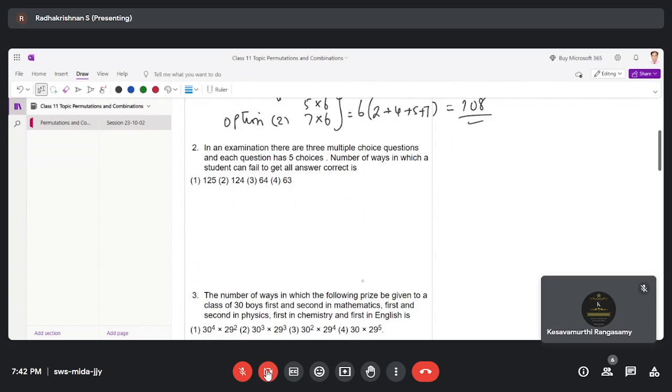So it boils down to finding the number of ways in which the student can answer all the questions. So how many ways can the questions be answered? There are 3 questions, Q1, Q2, Q3. Each one has 5 choices. So in total, how many ways can we answer this question paper?